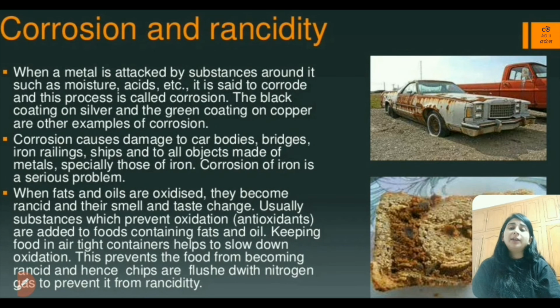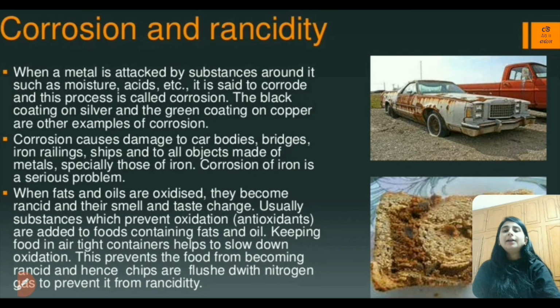And students, this brings us to the last topic of this chapter, which is about corrosion and rancidity. The first statement says that when a metal is attacked by substances around it, such as moisture or acid, it is said to corrode, and this process is called corrosion. You must have seen that whenever any metal is kept outside, its outer surface is attacked by moisture, or sometimes by acid rain. So we say that now this substance has started corroding, and the process is called corrosion.